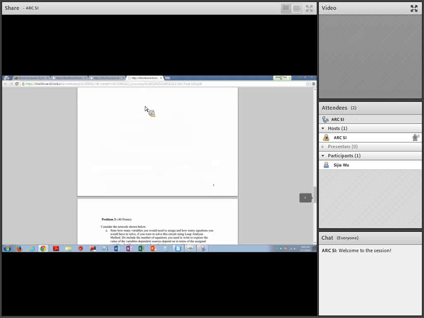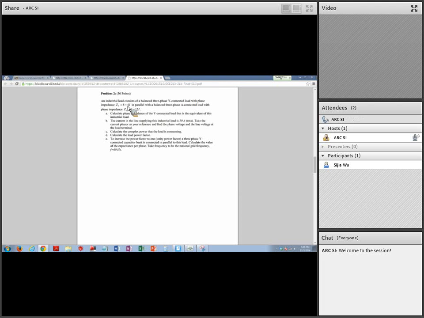See this one? Let's look at it. An industrial load consists of a balanced three-phase Y-connected load with a phase impedance of that in parallel with a balanced three-phase delta-connected load. Find the phase impedance of the Y-connected load that is equivalent to the industrial load. First thing you can do is draw the circuit because it gives you both connections. You can do the Y.